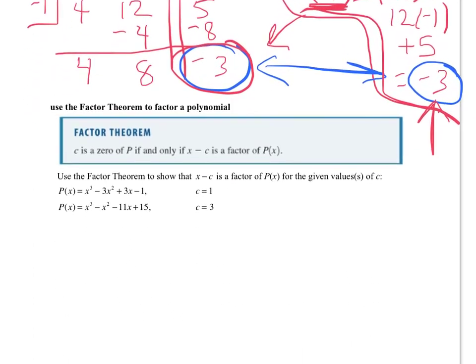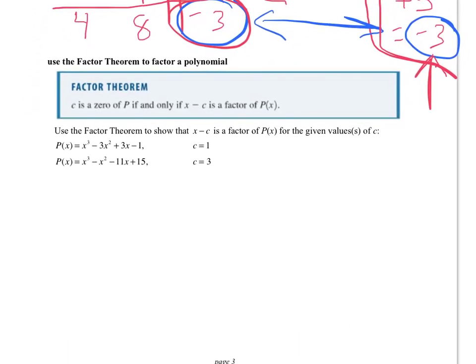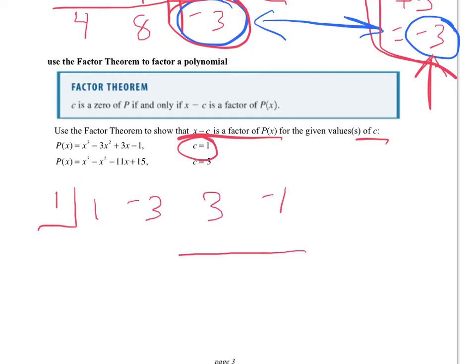Now, that leads to the factor theorem, which is really quite simple. Anytime x minus c is a factor of the polynomial, that means the remainder is 0. So we're checking to see if we get a 0 remainder. So let's use synthetic division. P of x, we're going to divide by, we're going to use c equals 1. So 1 goes on the shelf. And the coefficients, there are no missing terms, are 1, -3, 3, and -1. So we'll get this all set up.